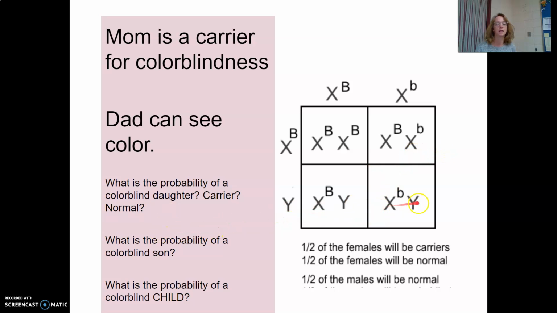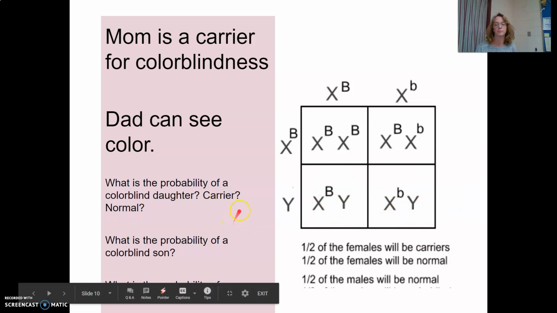Probability of a colorblind son is 50%. Half the boys will get the big B, the other half should get the little b. And I forgot what that said. I'm waiting for that black box to go away.